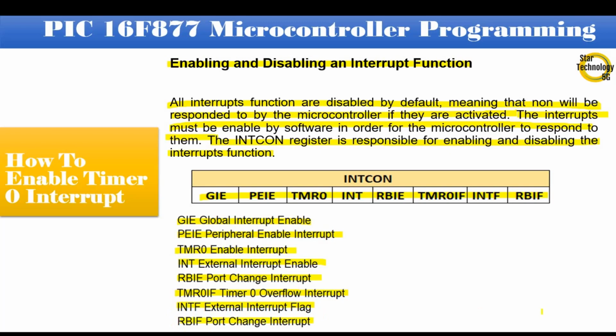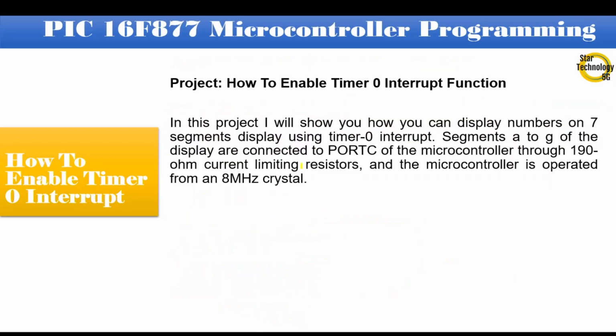We will enable the GIE global interrupt enable and we will enable the TMR0 interrupt function. Project: how to enable timer 0 interrupt function. In this project I will show you how you can display numbers on 7 segment display using timer 0 interrupt function. Segments A to G of the display are connected to port C of the microcontroller through 190 ohm current limiting resistors, and the microcontroller is operated from an 8 MHz crystal.